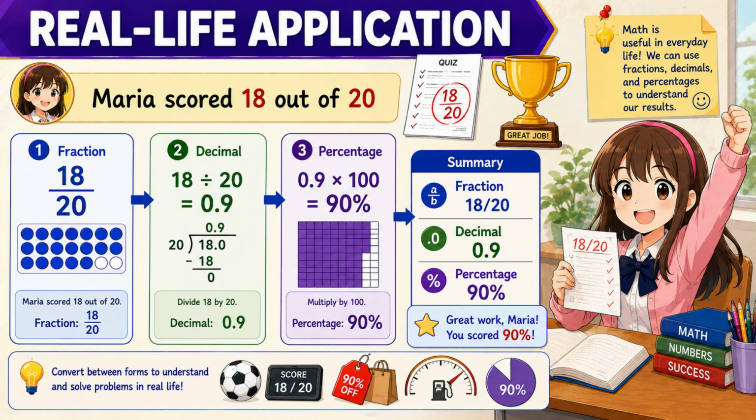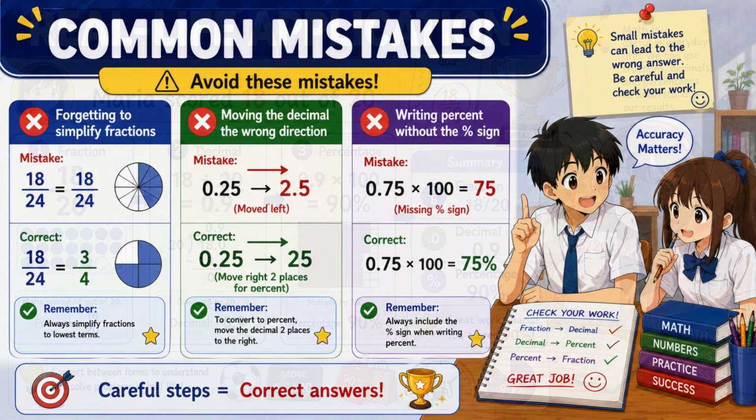Suppose Maria answered 18 out of 20 questions correctly. This score can be written as a fraction, decimal, or percentage. All three represent the same achievement. Be careful when converting numbers. Always simplify fractions and remember the correct direction when moving the decimal point.